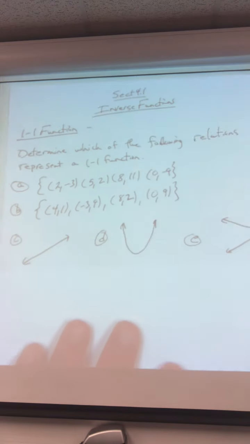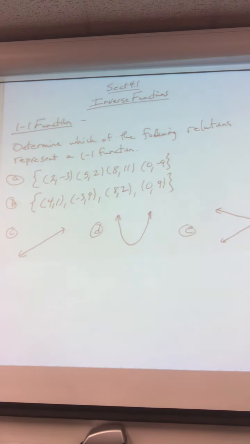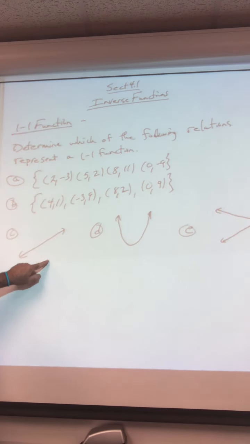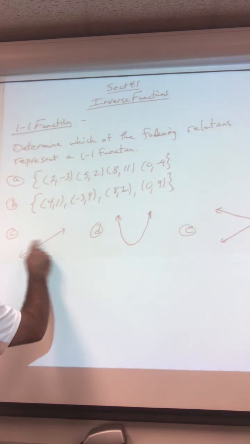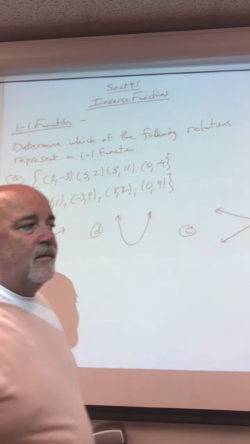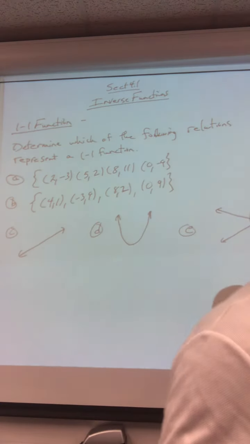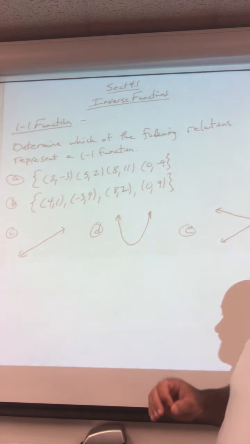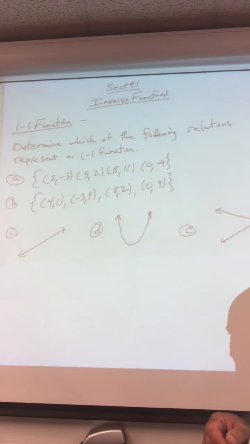All right, let's look at C. Okay, you've got three graphs here. Let's look at this one. Does this pass the vertical line test? Yes. So that's a function. Does it pass the horizontal line test? Yes. So the answer to C, write yes. And then beside that, write passes VLT and HLT.